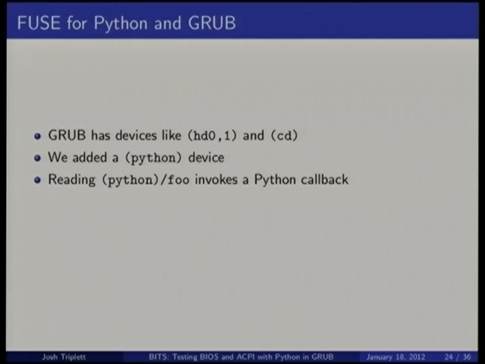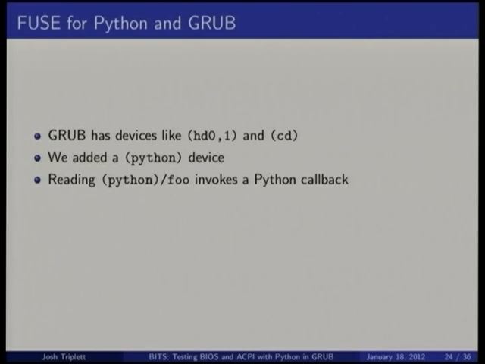So GRUB already has devices like HD01, CD, whatever things that it needs. It has a hardware device to access raw blocks and file system drivers to access the files on that block device, depending on what file system it has. We wrote a device (python), in parentheses, that whenever you access it, read files out of it, or try to ls and look at all the files in it, it will go call Python callbacks to figure out what is in this file system. And based on that, you could then register files to be called from Python.